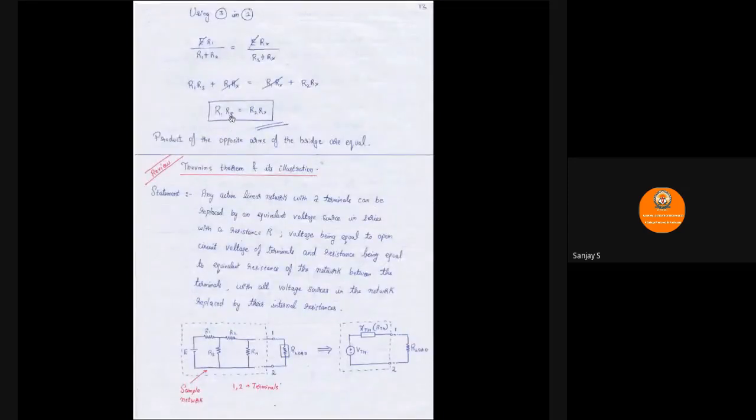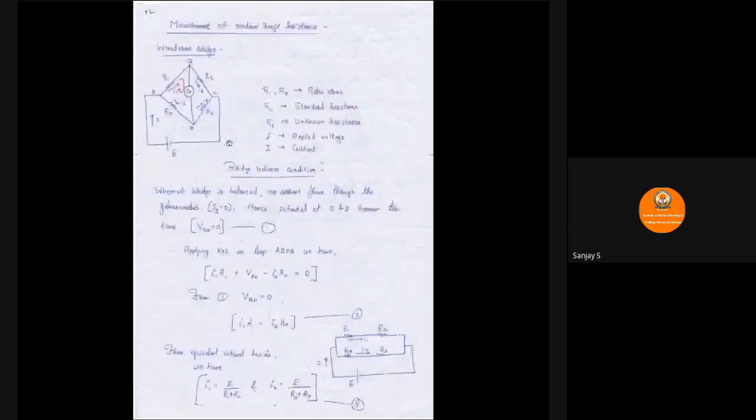So from the circuit, we already know that Rs, R1 and R2 will be known to us. So knowing these three values, we can find the unknown resistance Rx. So this is called the bridge balance condition. And in the examination, sometimes they'll ask you to derive the same. So this is what happens whenever the bridge is said to be in balanced condition.